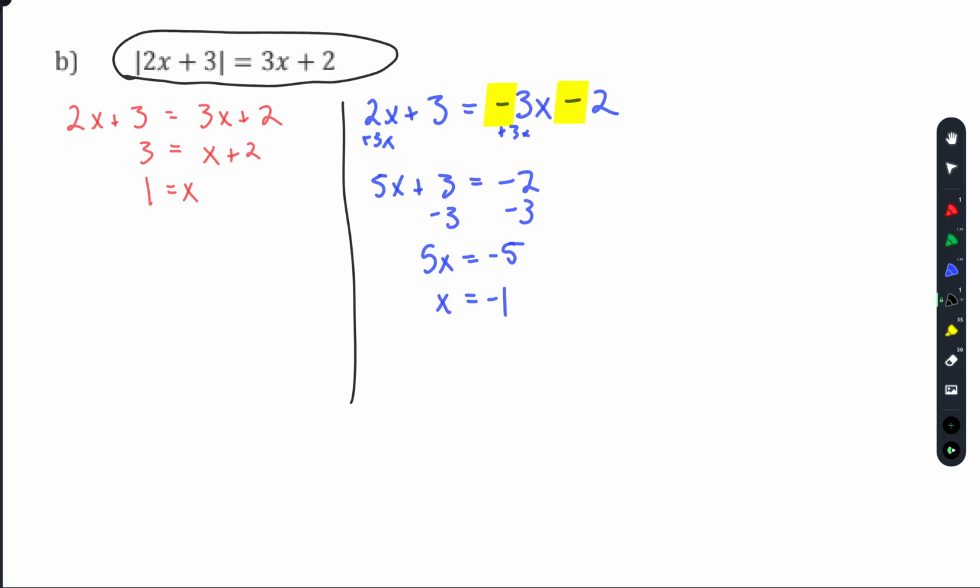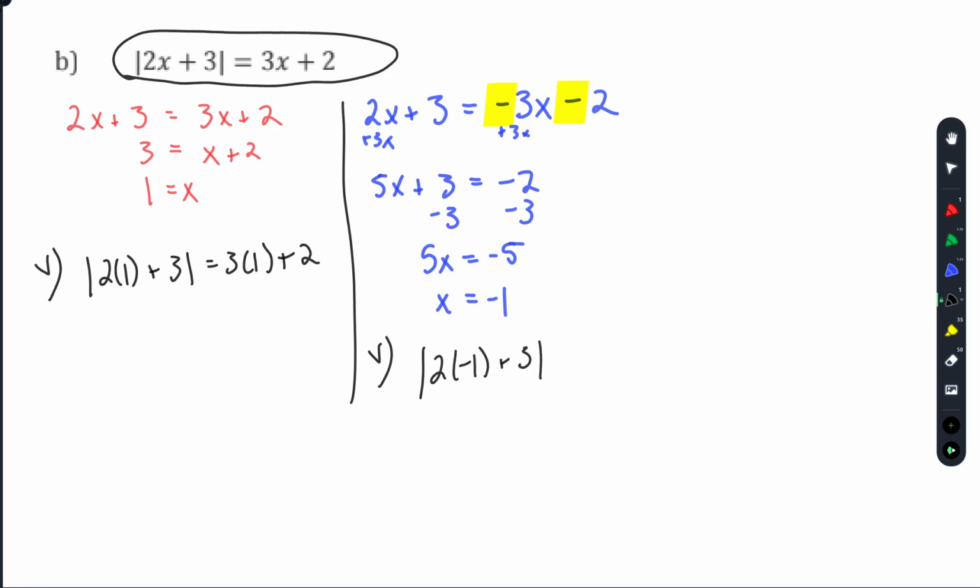Okay, so then for your check, you've got to plug it into the OG, the main one, not the one you rewrote. It's always this one up here. So for your check, see, these are so much better numbers, don't you think? You're going to plug 1 in and see if it works. And then you're going to plug in -1 and see if it works.